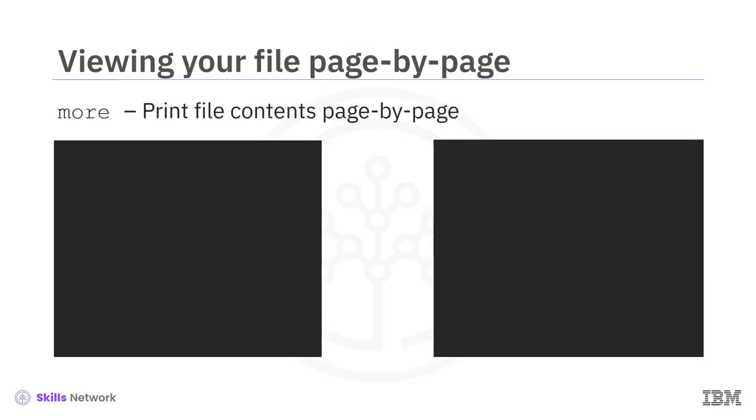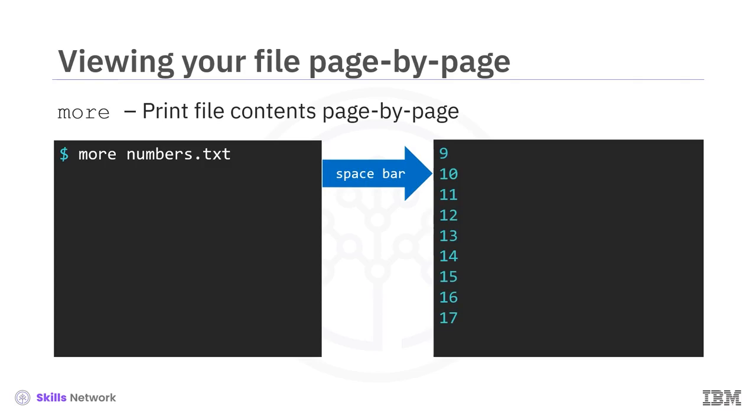The more command allows you to view a file's content in a page-by-page format. By entering more numbers.txt, you see the numbers 0 to 8 on page 1 as shown. By page, we just mean the current terminal window. If you expand your terminal window vertically, you also increase the page size. And when you click the spacebar, you will see the next page, which displays the numbers 9 through 17. Entering Q quits the more program and returns you to the command prompt.